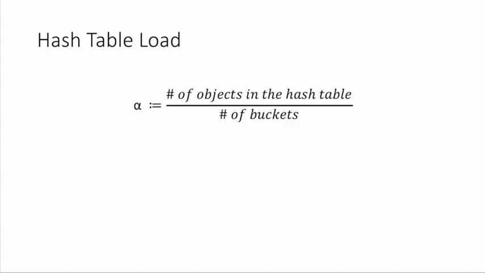All right, before we get too much into pathological data, I do want to define a couple of things. The first is going to be the hash table load factor, which we usually denote with alpha. And that's going to be the number of objects in the hash table over the number of buckets. So if I have n buckets and I have my set S that's in the hash table, that tells me how many of the buckets are filled, what percentage of the buckets are filled.